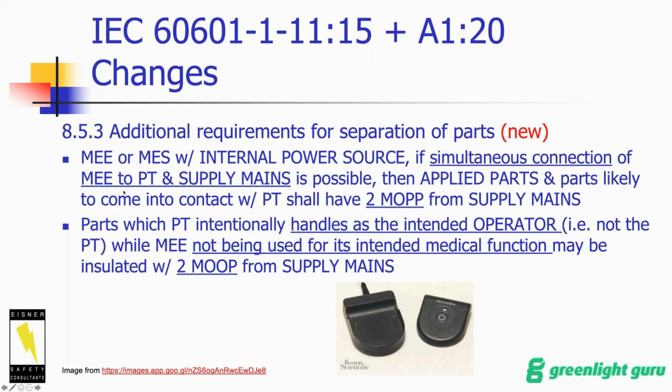Basically, if you have an internal power source battery connected to mains power supply, you need to have 2 means of protection from the mains to the patient applied part. Cut and dry, no question. This one is not so clear, but it's a good clarification. If you have an internally powered device like this battery, and this is a stimulator product, a Boston Scientific spinal stimulator, this is the battery, and this is a charger, and this is not connected to the patient anymore, not being intended for medical function. It's not touching the patient. Say this is being charged overnight. It's now being used by the operator, not the patient anymore. It's sort of a phony use of the patient still touching it, but it's not the patient using it. It's, quote, the operator in the home use environment.